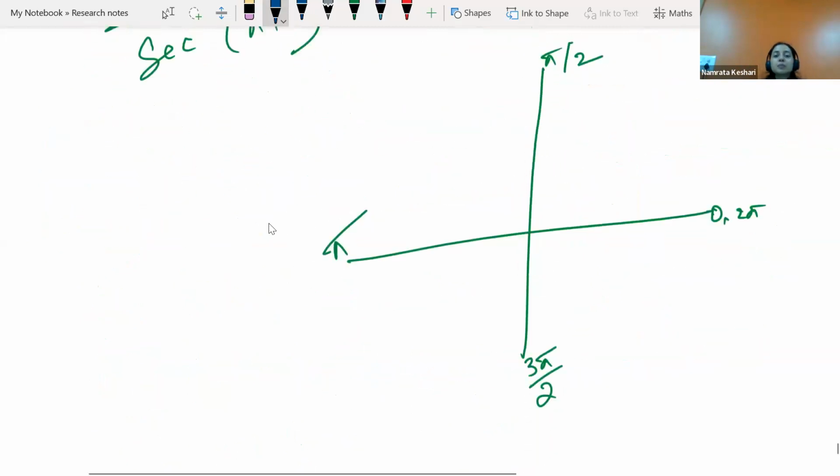Again, we will apply the same logic. Pi by 2 minus theta, that means first quadrant, we have already done. Pi by 2 plus theta, that means second quadrant, we have done. Pi minus theta, again second quadrant. Pi plus theta, again third quadrant. Now we will be taking 3 pi by 2 minus theta.